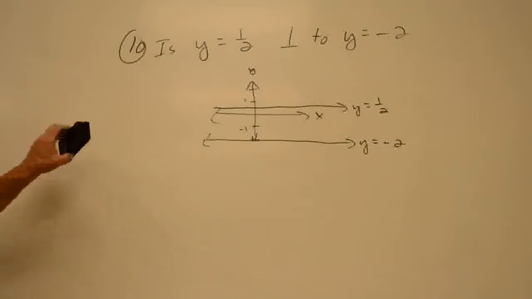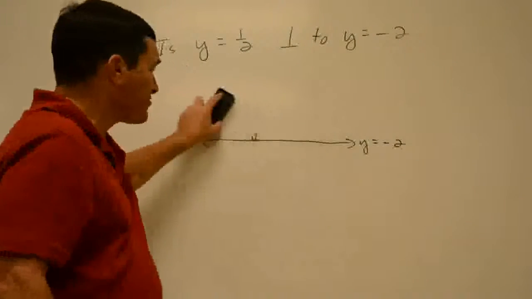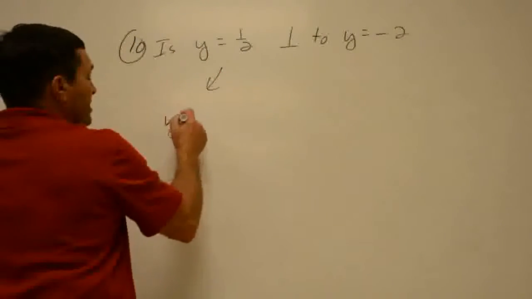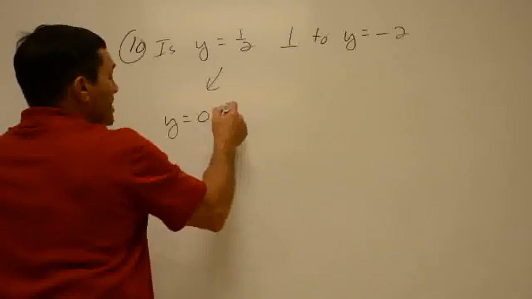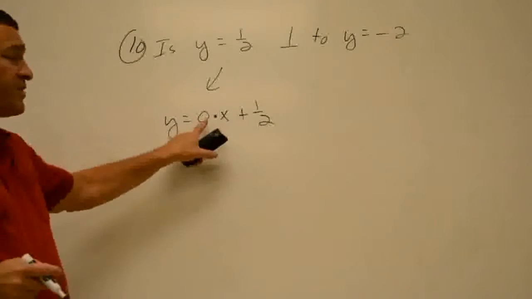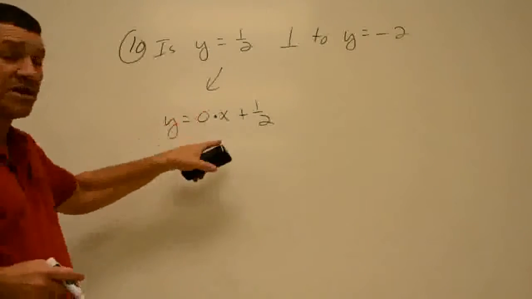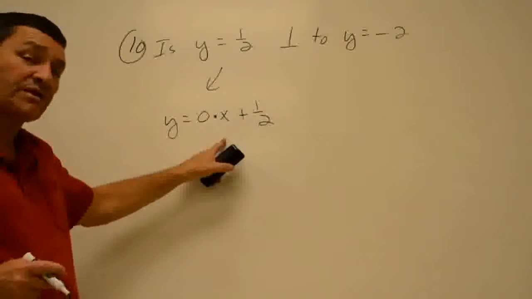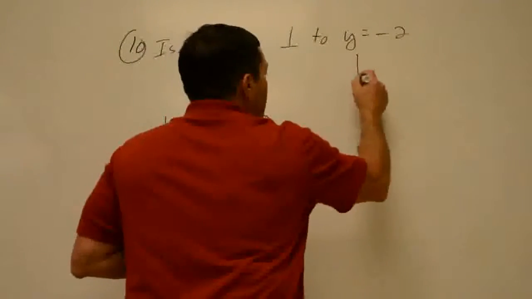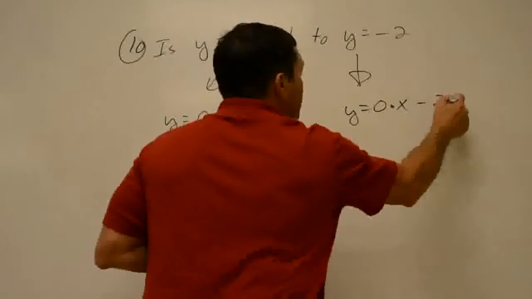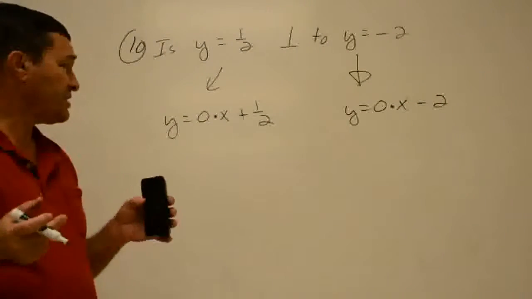Now, I'm going to show you something. It may confuse you, and if it does, just forget I said it. But if I were to take this equation and write it like this, y equals 0 times x plus 1/2. I could do that because 0 times x would be 0, and 0 plus 1/2 would be 1/2, and I could be weird and write it that way if I wanted. If I wrote this equation, y equals 0 times x minus 2, I could do that.